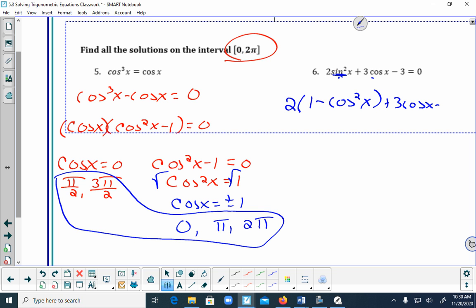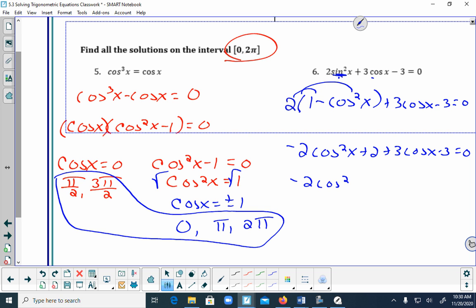And then I'm copying down everything else. I'm going to distribute my 2, and I'm going to put it in descending order while I'm at it, if you don't mind. So I'm going to have negative 2 cosine squared x plus 2 plus 3 cosine x minus 3 is equal to 0. So negative 2 cosine squared x, then plus 3 cosine x. And then when I add the 2 plus the negative 3, I get negative 1, is equal to 0.